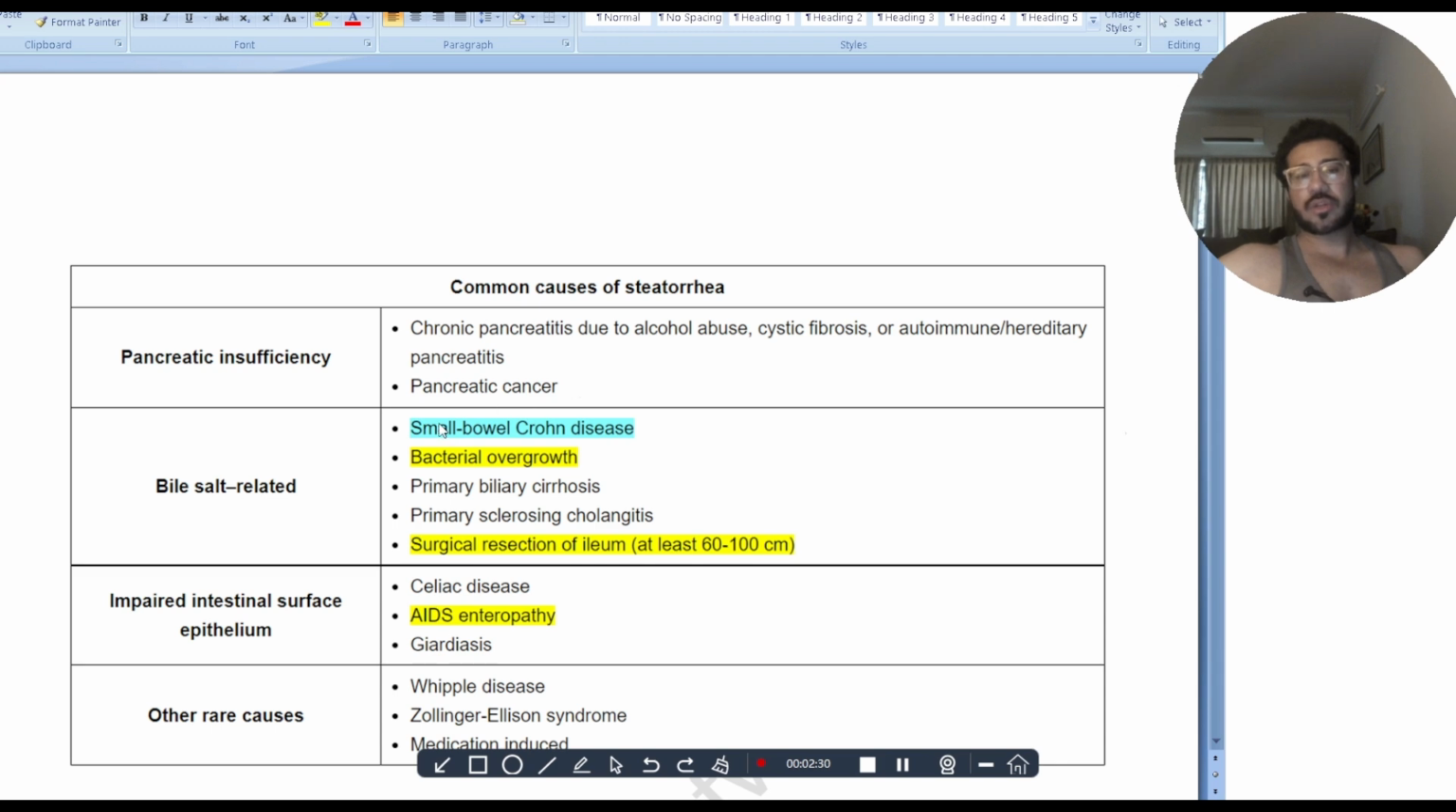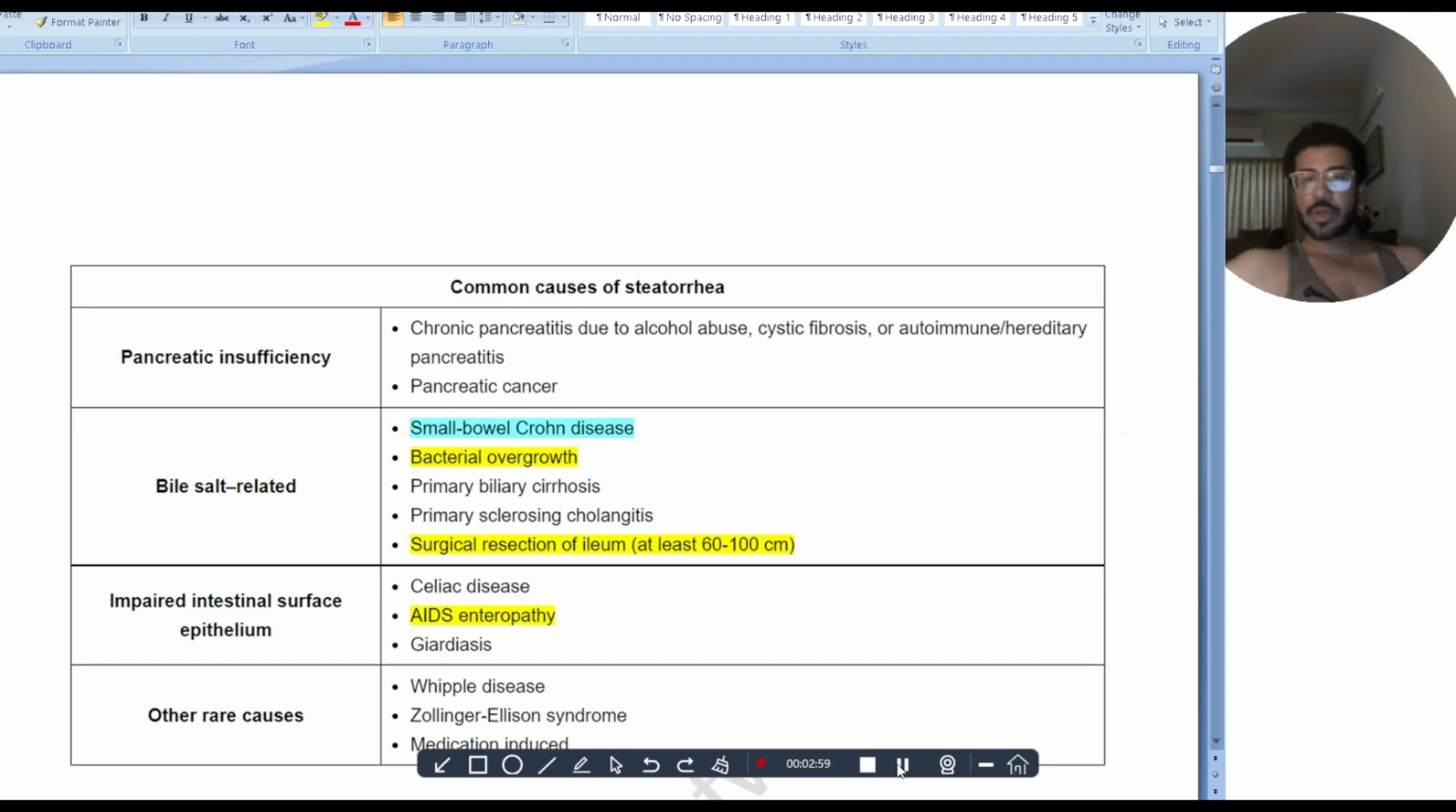So we're gonna cover small bowel Crohn disease is also a reason for steatorrhea because the site of involvement is usually the small bowel, and the inflammation is transmural or full thickness, that results in disruption of the absorptive capability of the small bowel, resulting in steatorrhea. Bacterial overgrowth can also lead to steatorrhea.